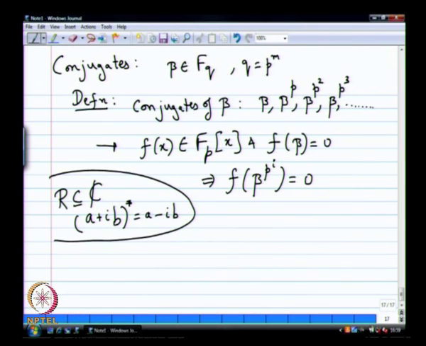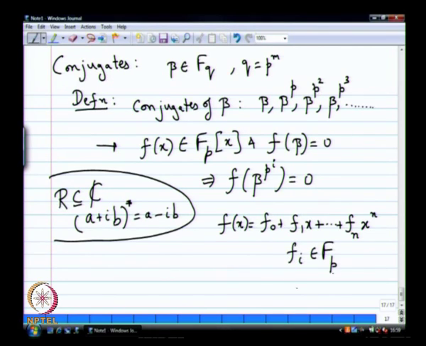It is quite easy. So, one thing we saw, let us say f of x belongs to Fp[x]. So, let us say f of x is f0 plus f1 x plus so on till some fn x to the power n, some n degree, I do not know what it is, but some n degree. Each of these fi's belongs to Fp.